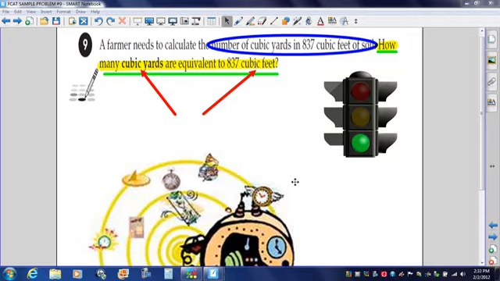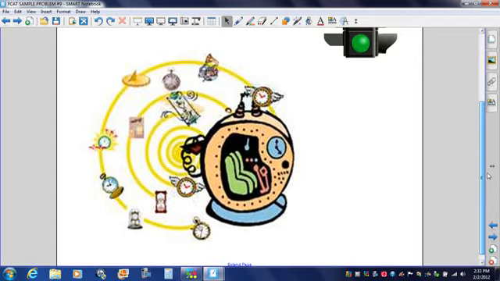Alrighty, so we've done red light, stop, read the problem. Yellow light, slow down, circle, underline, box, important information. Green light, we're going to go and work the problem. But before we go and work the problem, we're going to hop into our time machine and travel back all the way to chapter 1. So strap yourself in and let's go back in time.